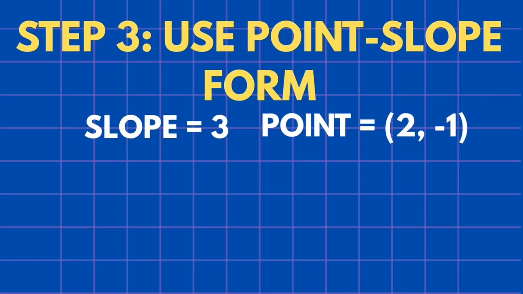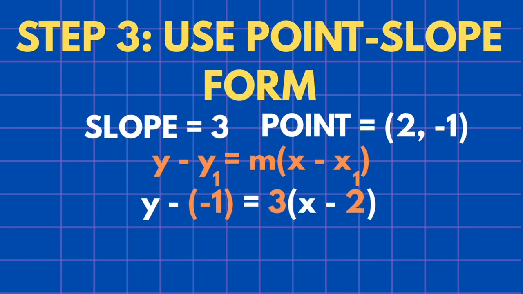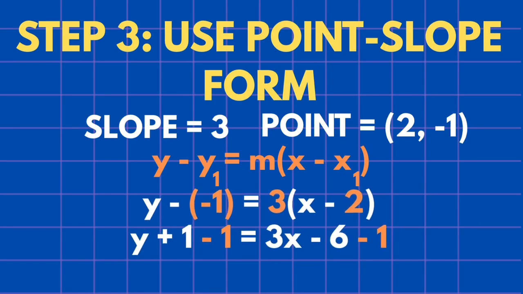Step 3 is to use point-slope form. We now have the slope and we were given the known point. This means that we can use point-slope form. From our previous lessons, we know the equation for point-slope form is y minus y1 is equal to m times x minus x1. We substitute our values from our known point into the equation and simplify it till we get y equals 3x minus 7.